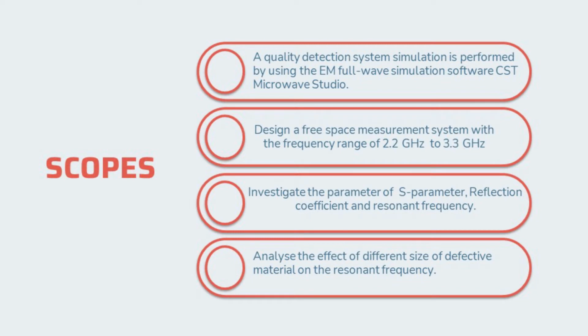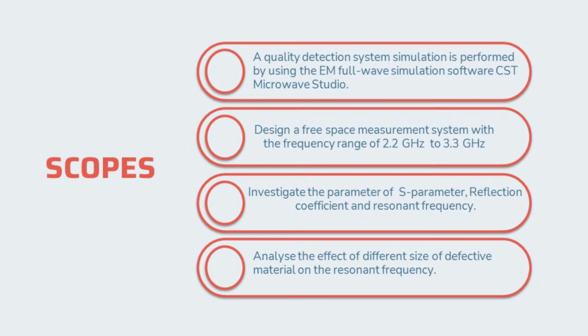The scopes for this project are: a quality detection system simulation is performed by using the electromagnetic full wave simulation software CST Microwave Studio. Design a free space measurement system with the frequency range of 2.2 GHz to 3.3 GHz. Investigate the S parameter, reflection coefficient, and resonant frequency. And lastly, analyze the effect of different sizes of defective material on the resonant frequency.